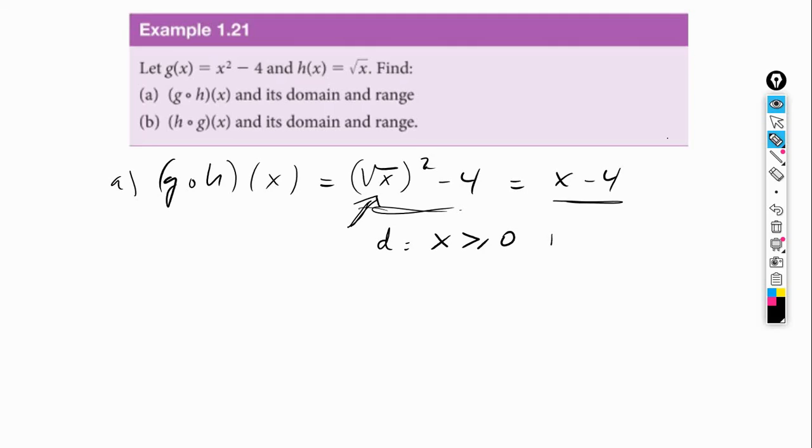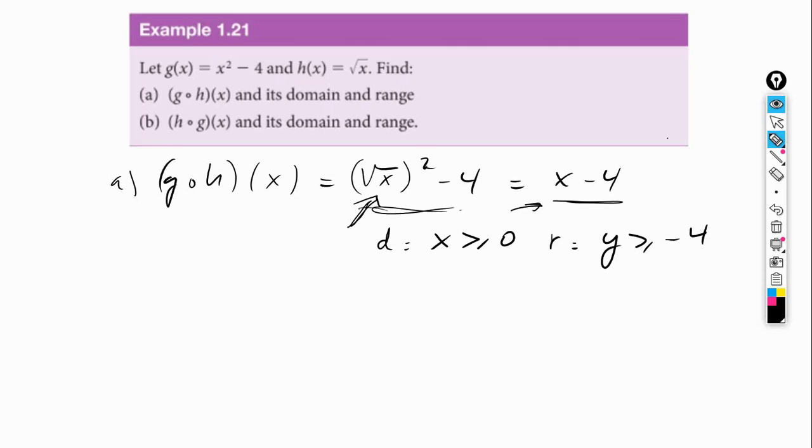Then the range would be the result of plugging in values in this function, for x values that are greater or equal to 0. So notice that the lowest value would be negative 4 and after that it'll just keep increasing to infinity. Therefore, the range would be y greater than or equal to -4.